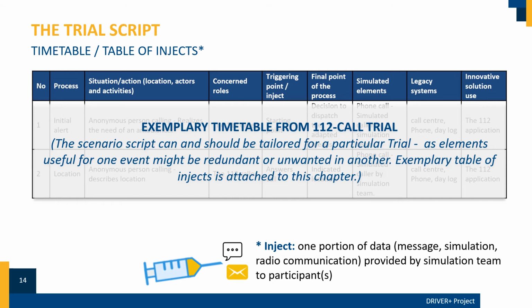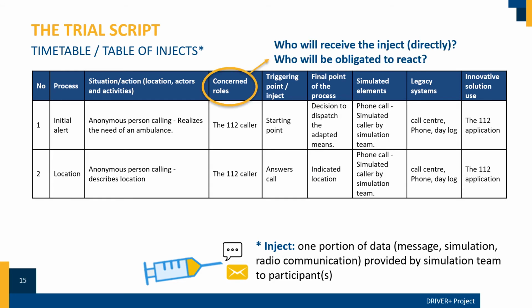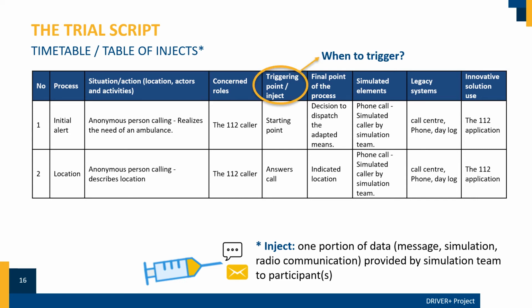Here you see an example of a list of injects. It lists all injects based on the time they are foreseen to be executed. For each inject, it is listed which role or actor it is aimed at. For each inject, it is also listed when or under which conditions it should be initiated.